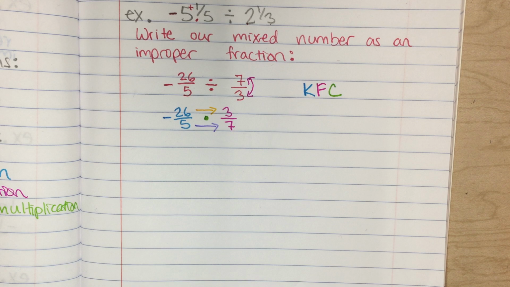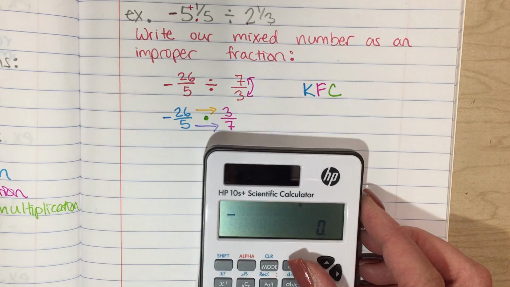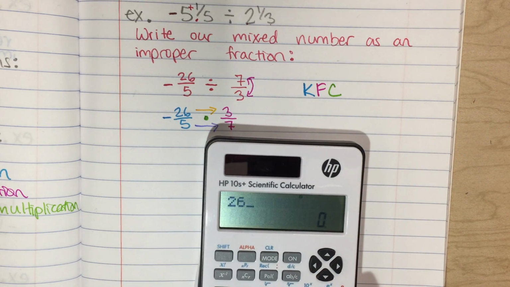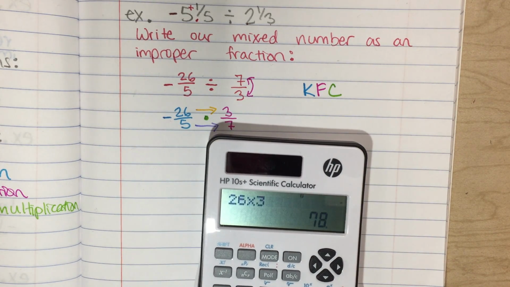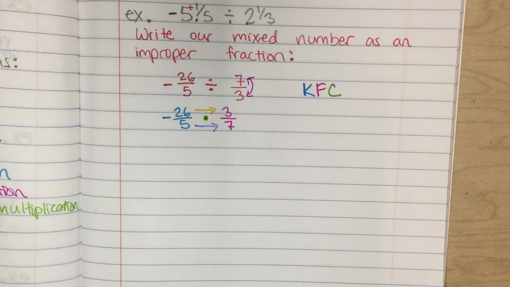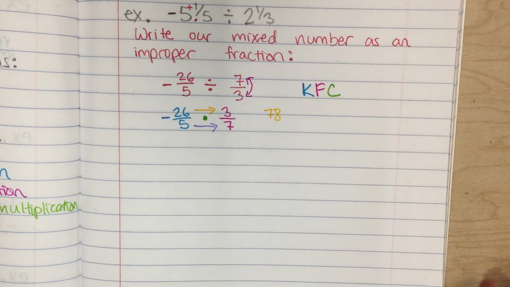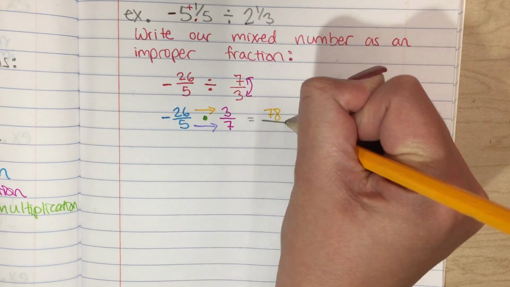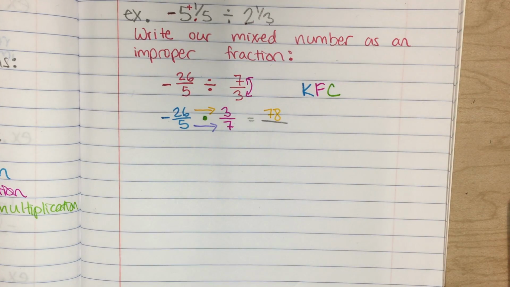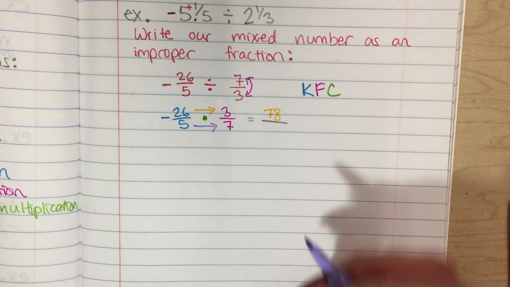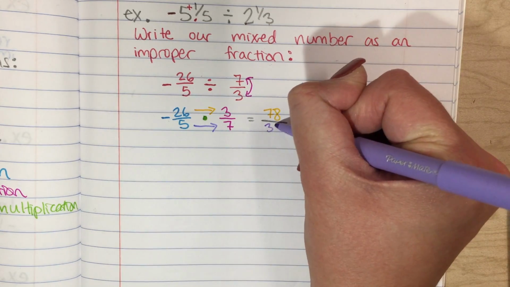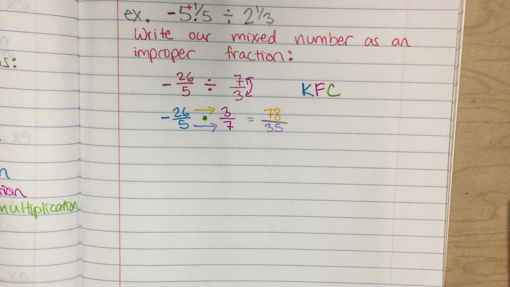If you are unclear what 26 times 3 is, feel free to use a calculator. You are allowed to use a calculator on this unit. So if I do 26 times 3, I get 78. So my numerator becomes 78 over, if I do 5 times 7, I will get 35. So this becomes 78 over 35.